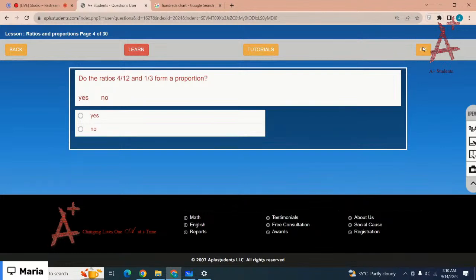The correct option is yes, they form a proportion. The correct option is yes.